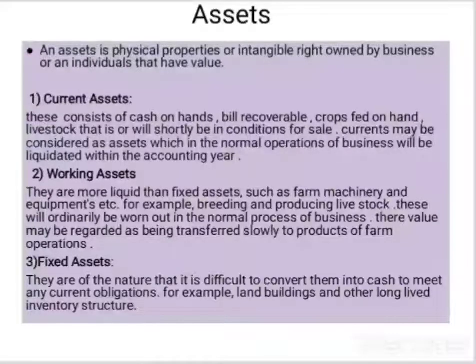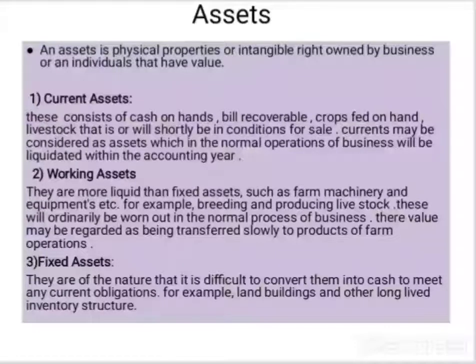Okay, so there are tangible and intangible assets, and the assets can be classified as current assets, working assets, and fixed assets. Current assets consist of cash in hand, bills receivable, which are amounts that will be incoming, crop and feed on hand, and livestock that is or will shortly be in condition for sale. Current assets may be considered as the assets which in the normal operation of a business will be liquidated within the accounting year.